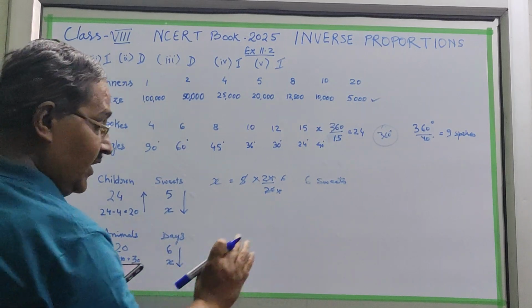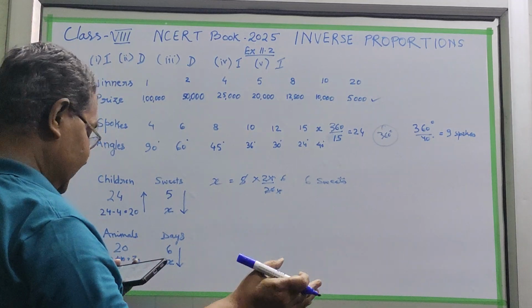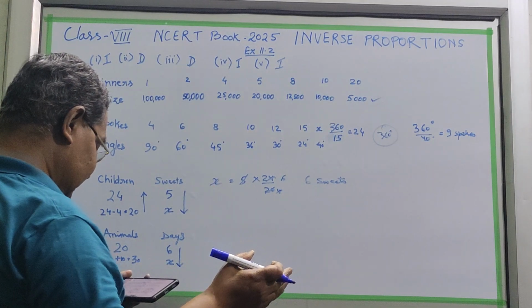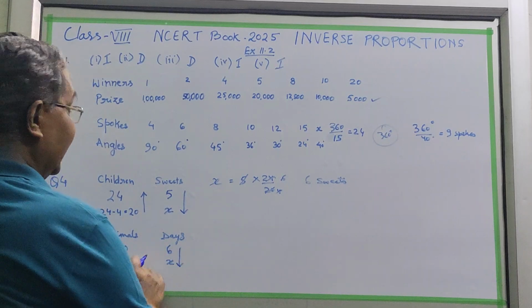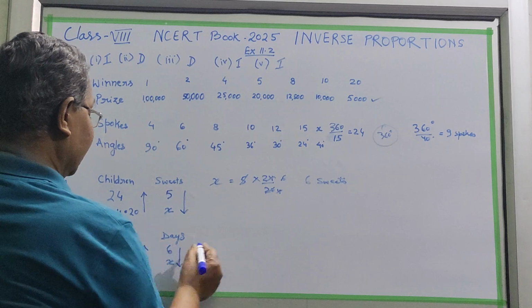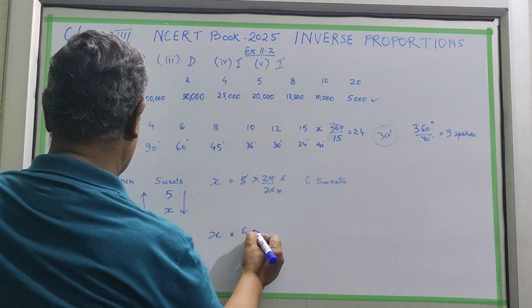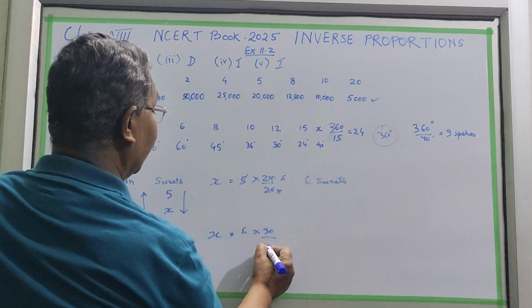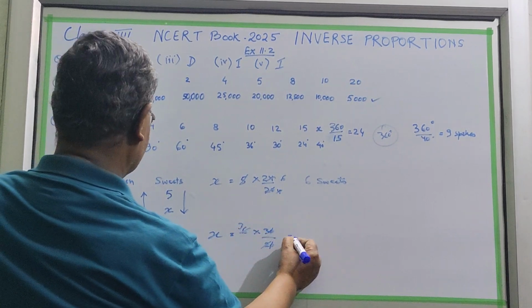So if the number of animals is increasing, they can feed on that grass for fewer days. So here it is an inverse proportion. Inverse proportion means the arrow will be in the inverse direction. Here x is equal to 6 into 30 upon 20.